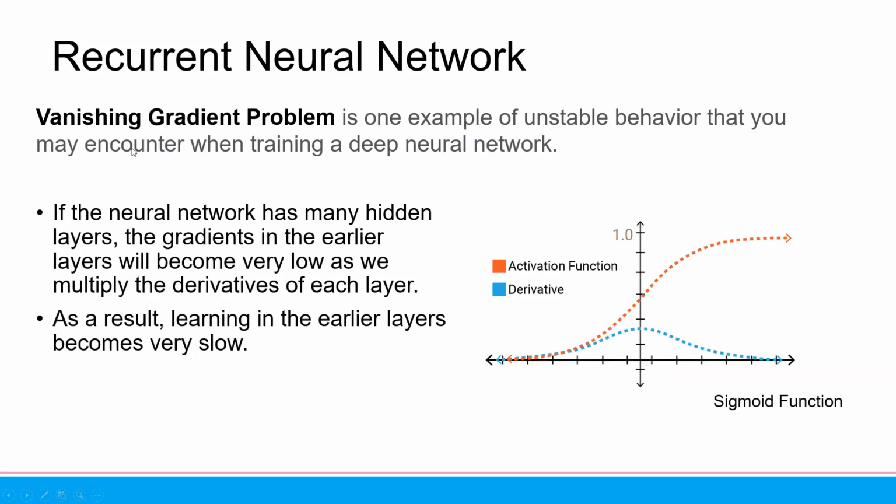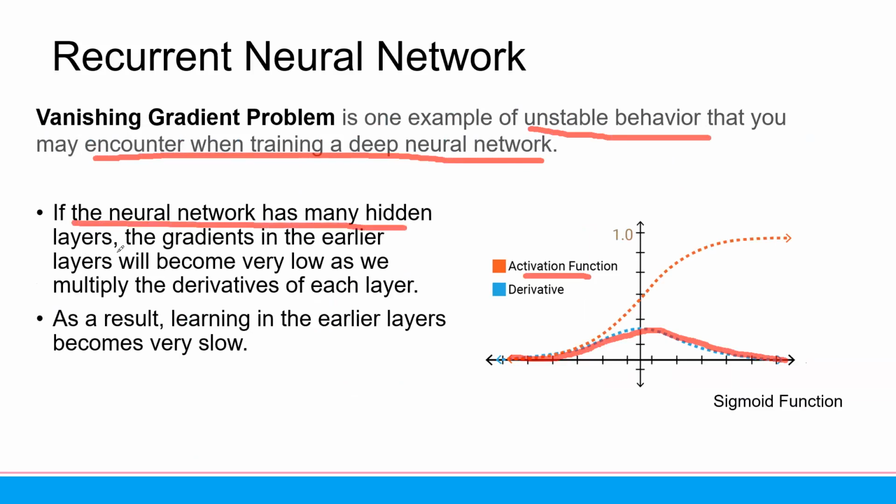Whenever we have the vanishing gradient problem, this is one example of the unstable behavior that you may encounter when training a deep neural network. If you don't have any activation function, then it will give you a kind of decrease like this, nearing 0, if the neural network has many hidden layers.